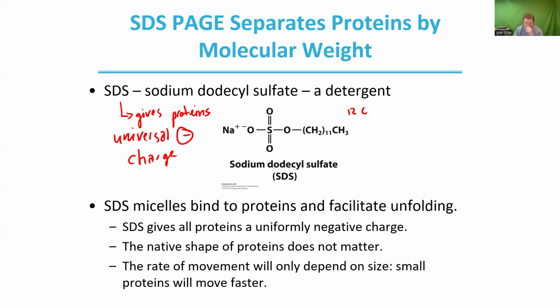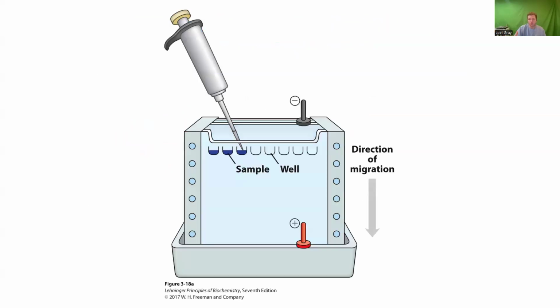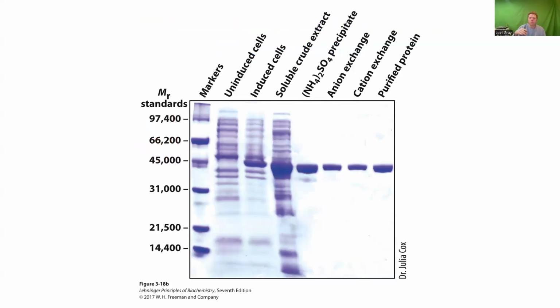Because proteins can be positively charged, they can be negatively charged. SDS basically coats a protein and gives it an overall negative charge. So what that means is now you can apply this electric current and separate them based on their size because every single protein has a negative charge. Now, what a protein gel electrophoresis experiment looks like is shown here.